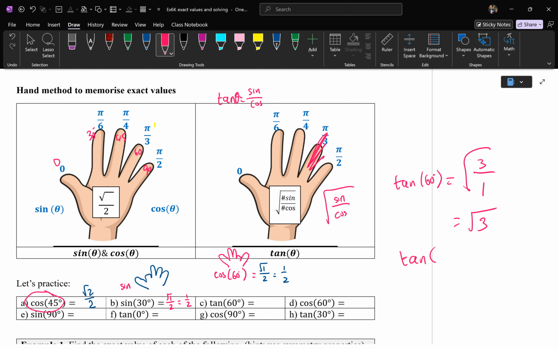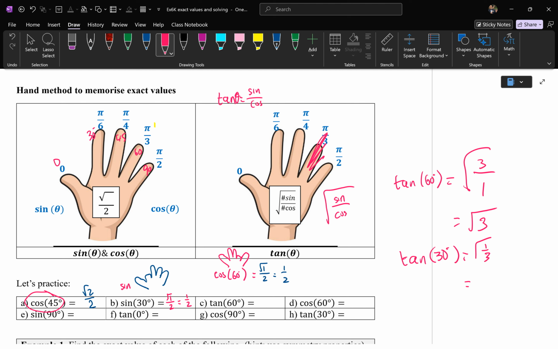Let's try another one. Tan of 30 degrees. What's tan of 30? Drop down the index finger. Good, that's 30 degrees. Now how many sine fingers do you have? 1. How many cos fingers do you have? 3. So that means you square root 1 on 3.